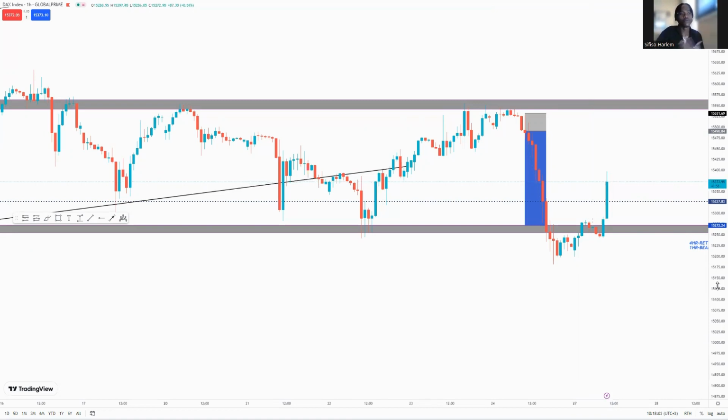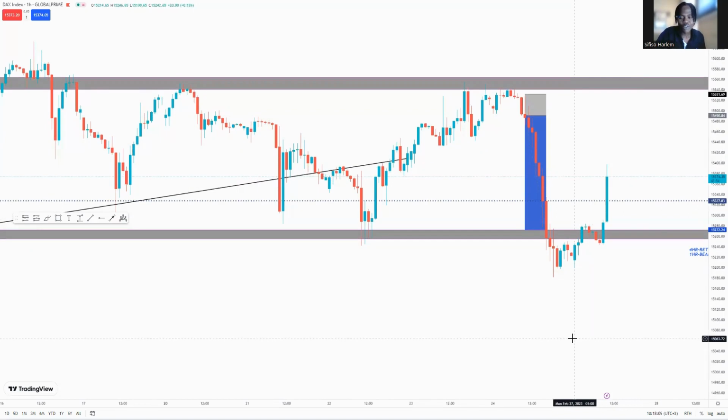So people, this is how I took this trade. Failed to break resistance, bearish engulfing candle, bullish open and a bearish close, in anticipation of a reversal to the downside.